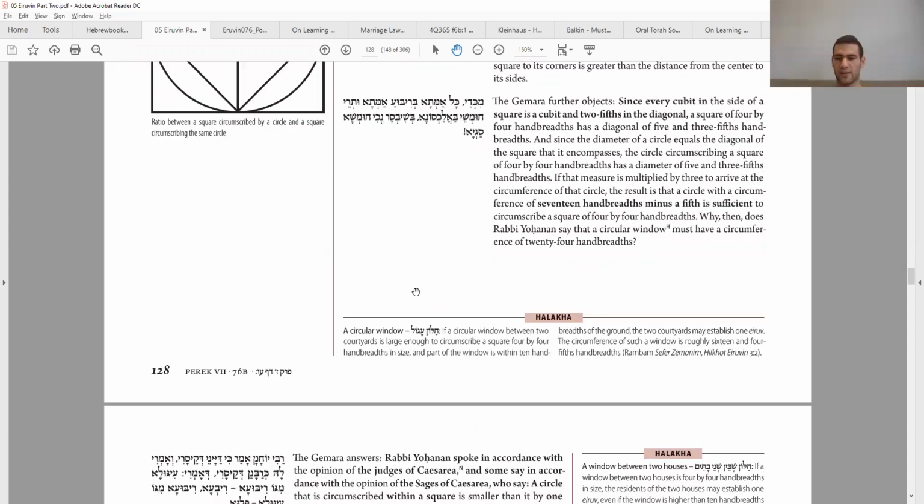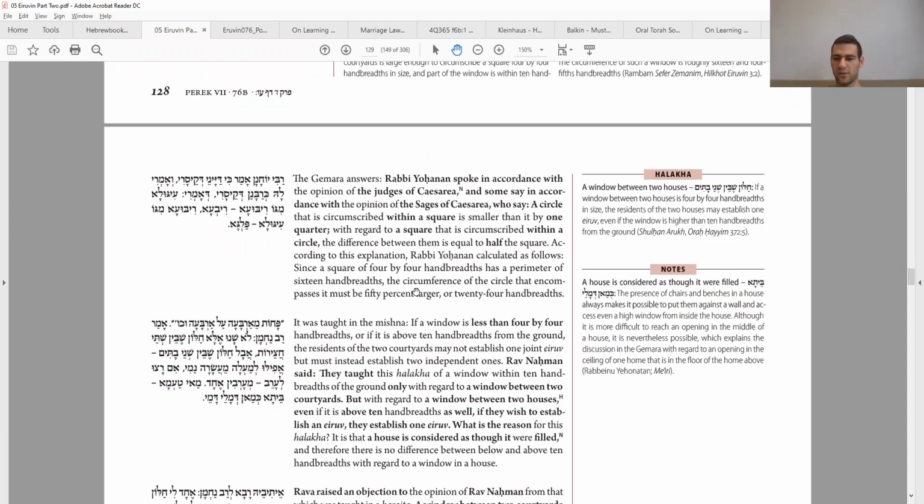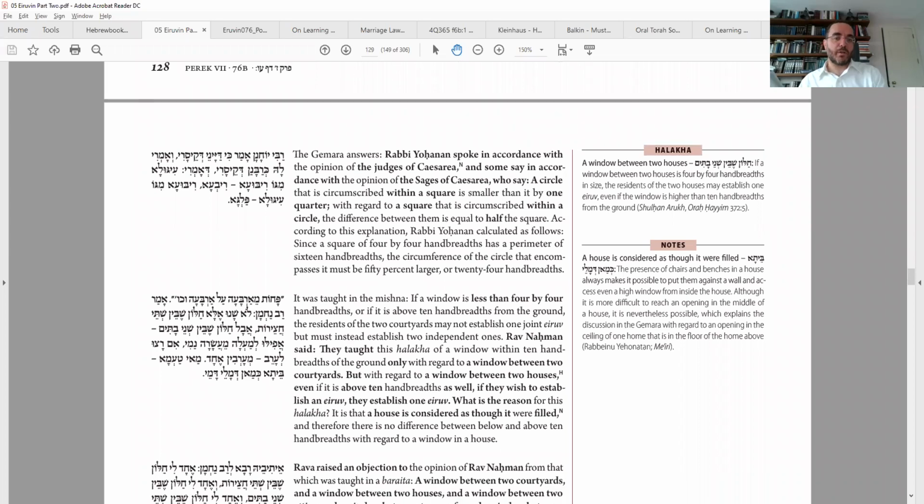In Sukkah, I think it's the same exact machloket, just with how wide a circular sukkah has to be, and I think they say that no, he's wrong. They bring his opinion and they conclude— Right, exactly. Masechet Sukkah says he's wrong. Yeah.